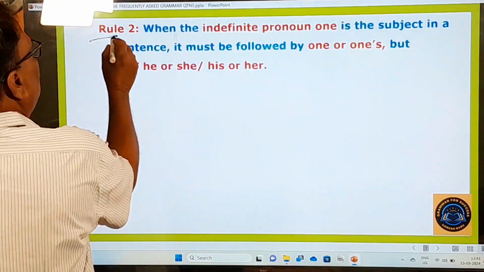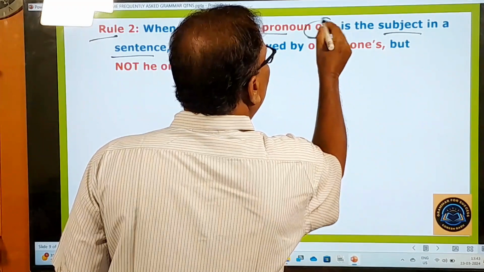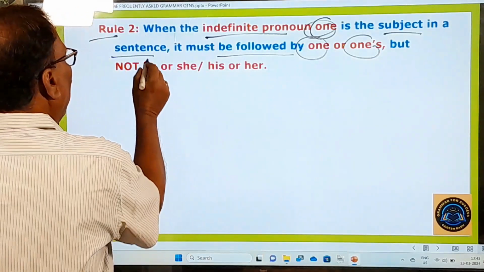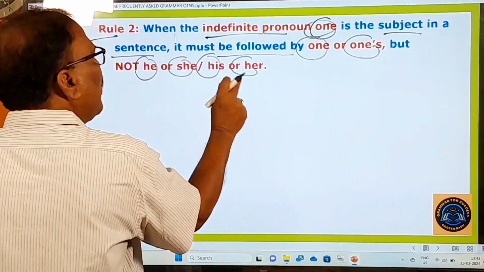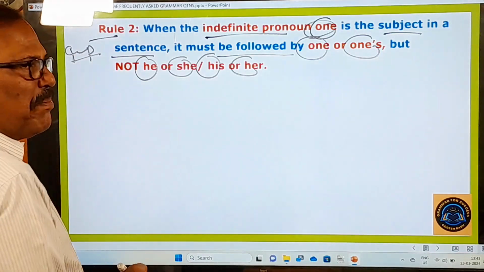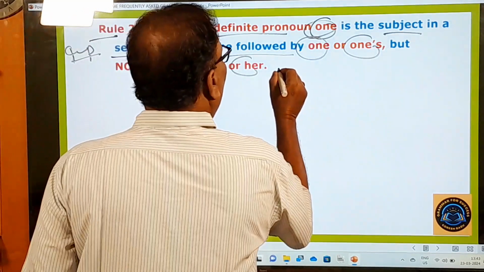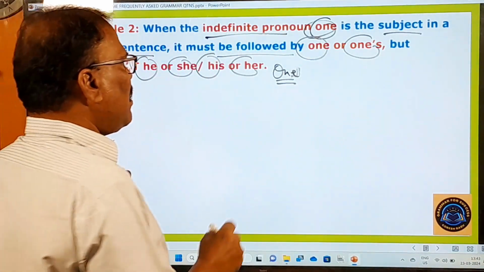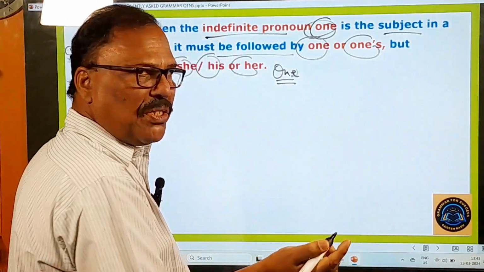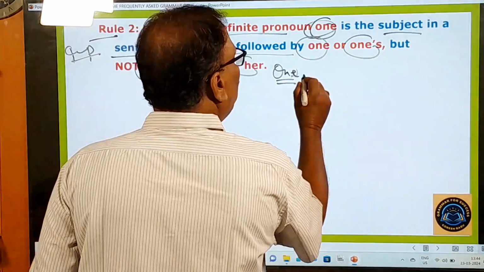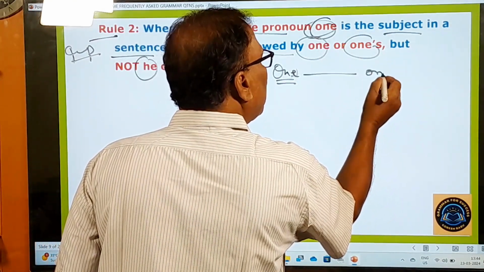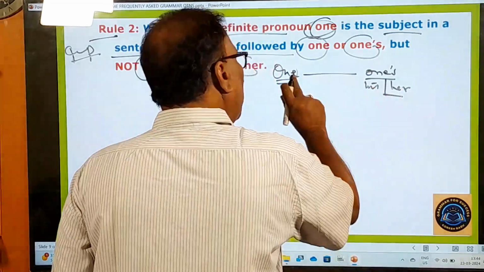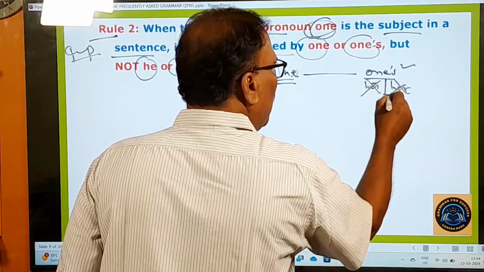Rule 2. When the indefinite pronoun one is the subject in a sentence, it must be followed by one or one's, but not he or she or his or her. This is very important from your examination point of view. So when the sentence begins with one, a pronoun, after that you should use only one's, but not his or her. This point you have understood here.